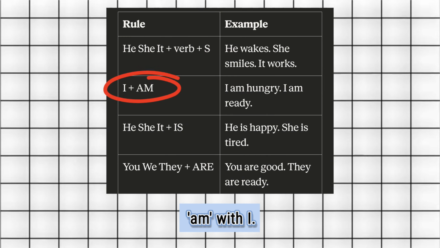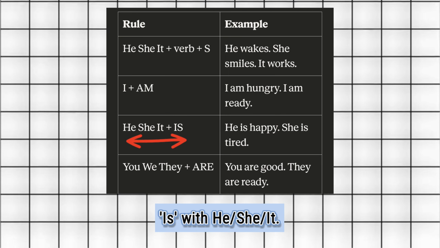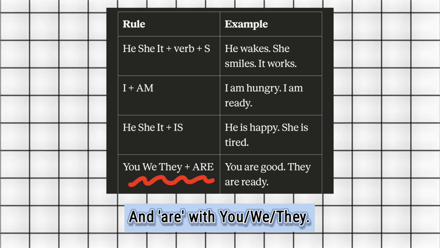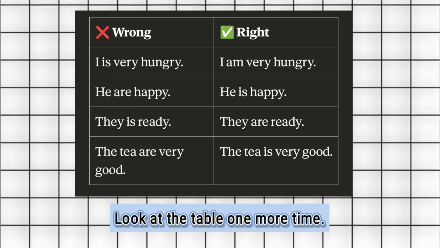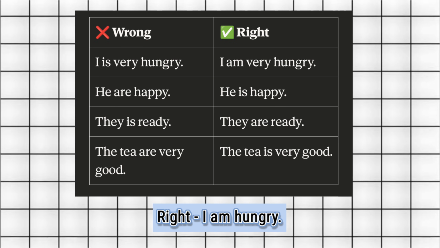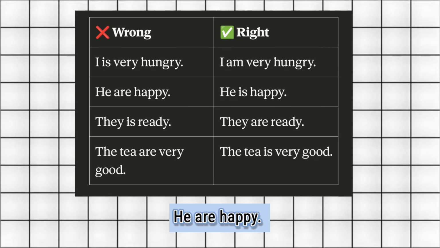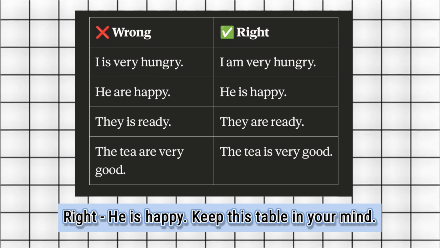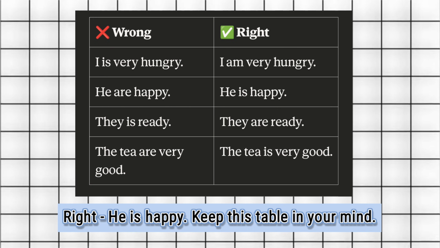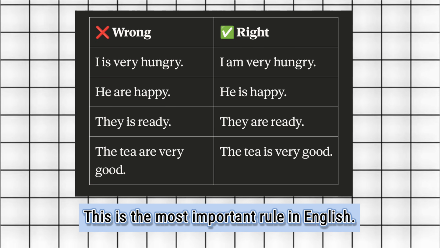Am with I. Is with he, she, it. And are with you, we, they. Look at the table one more time. Wrong: I is hungry. Right? I am hungry. Wrong: He are happy. Right? He is happy. Keep this table in your mind. This is the most important rule in English.